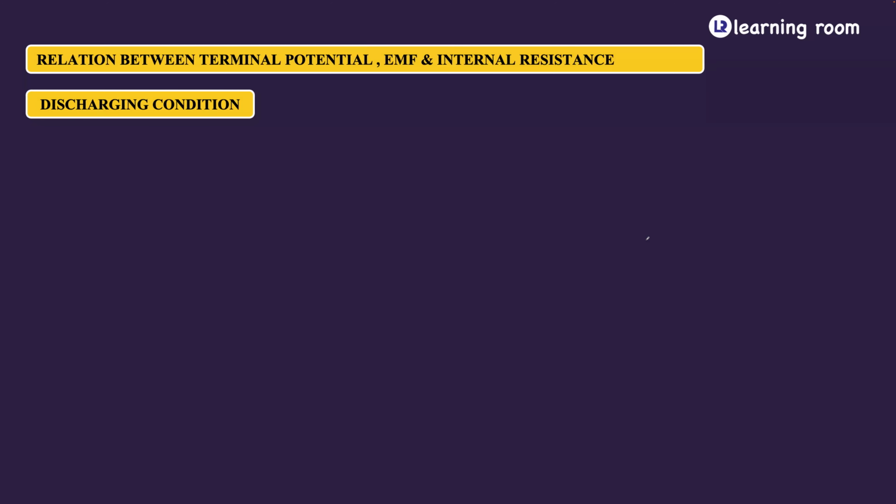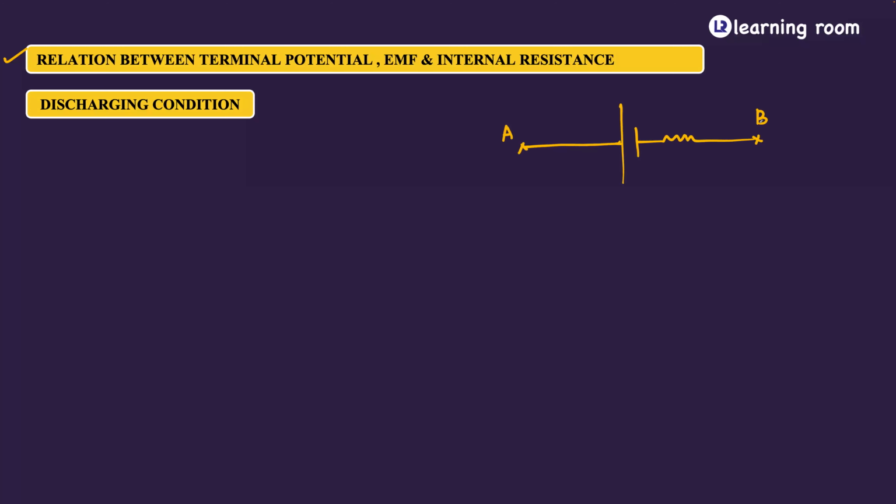So the next topic that we are going to see is a relation between terminal potential, EMF, and internal resistance of a cell. So I take a cell with some internal resistance. I take this to be A and this to be B.